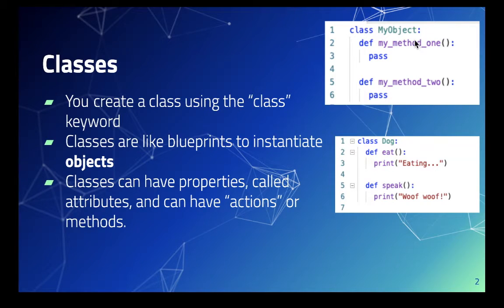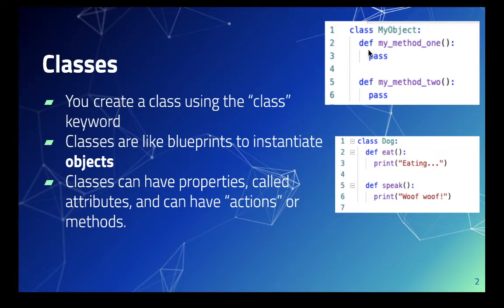The colon is special in Python because it basically tells Python that all the code which is indented from the colon belongs to this class. So it's basically just to tell Python that this is part of this class. Okay, so classes are like blueprints. You can think of them as being blueprints to instantiate, which is just a fancy way of saying to create objects.